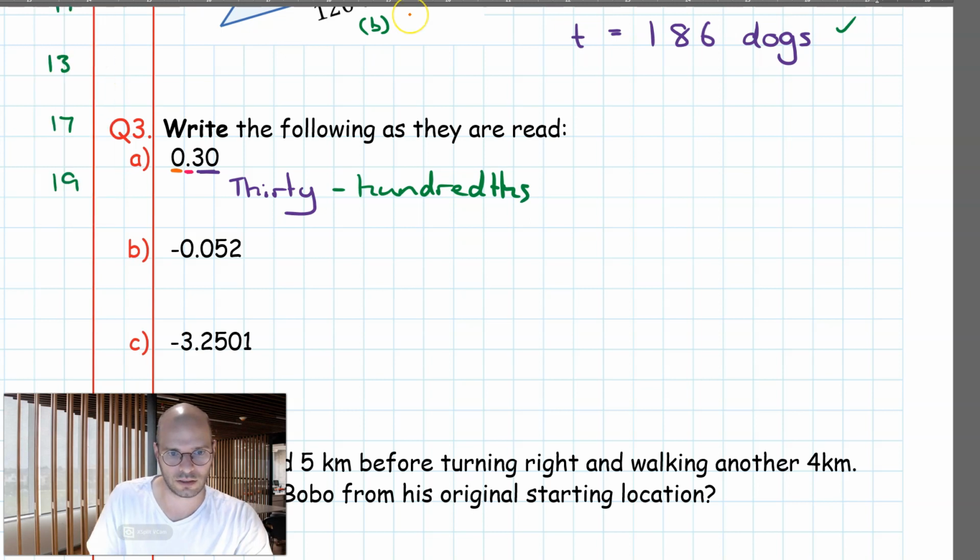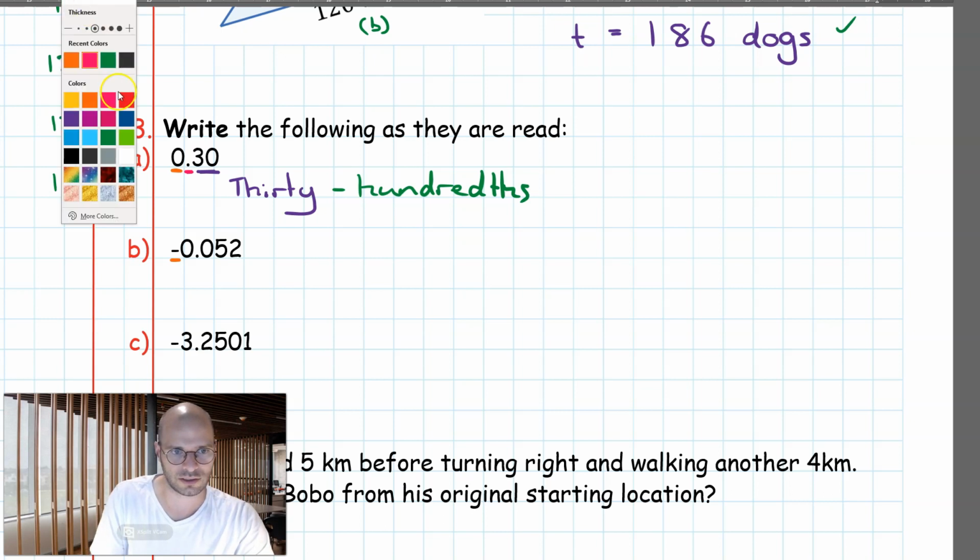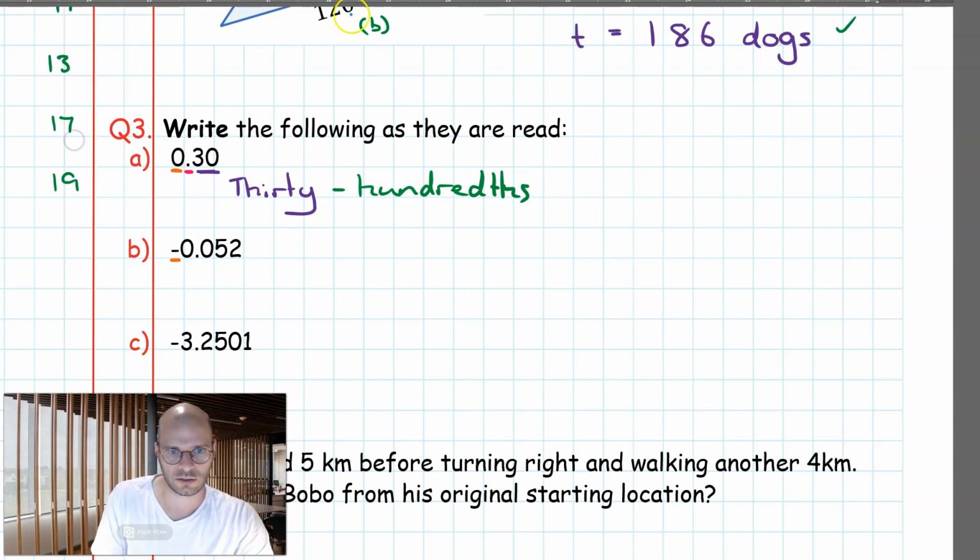Moving along, same method. I have a negative out there. I might just change the color. Negative. So I need to write negative. After which, I have a 0, so I don't need to write anything. Decimal place, because there was a 0 in front of the decimal place, I don't need to write anything. And then I have 52. So I write negative 52.